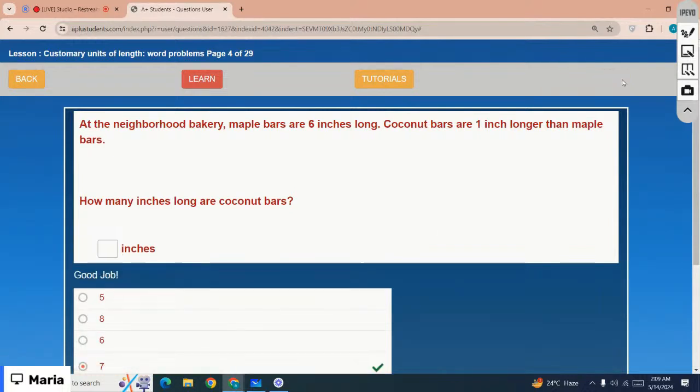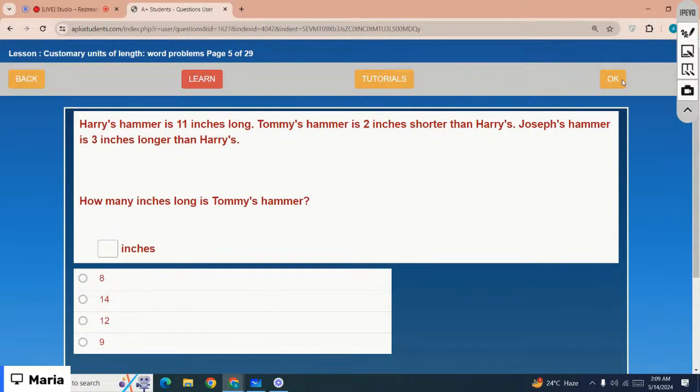Okay, the next one is Harry's hammer is 11 inches long. Tommy's hammer is 2 inches shorter than Harry's, and Joseph's hammer is 3 inches longer than Harry's. So, which is the correct option? How many inches long is Tommy's hammer?